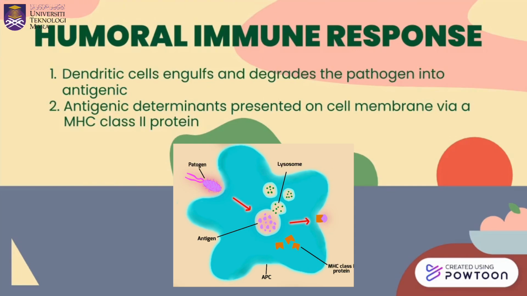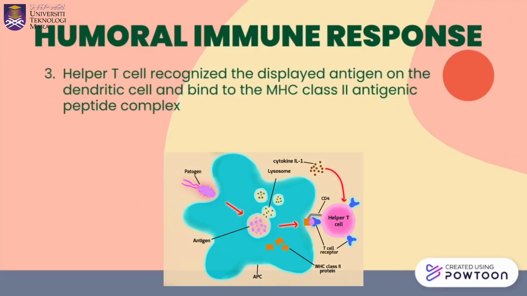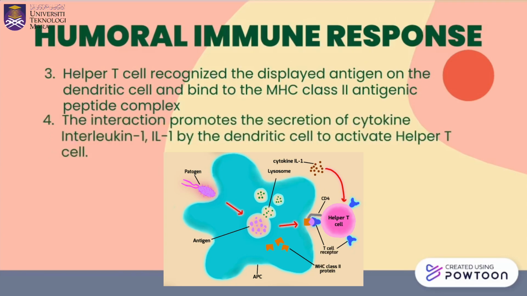The next phase involves activating the immune system's main coordinator, the helper T cell. This begins when the helper T cell recognizes the displayed antigen on the dendritic cell. The T cell specifically has a receptor that allows it to bind to the MHC class II antigenic peptide complex. Once this successful interaction takes place, it promotes the secretion of a key cytokine, interleukin-1, by the dendritic cell to activate the helper T cell.